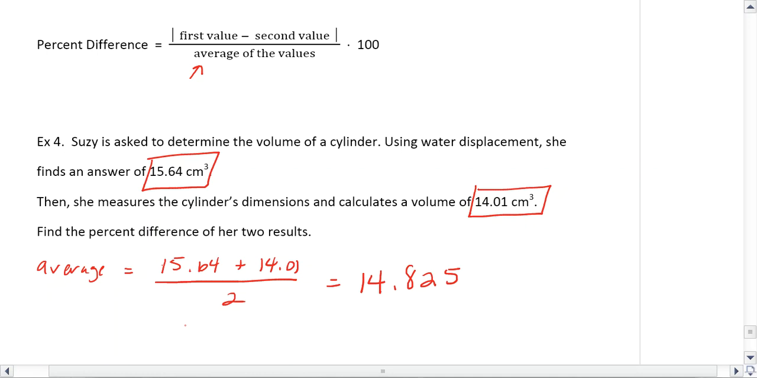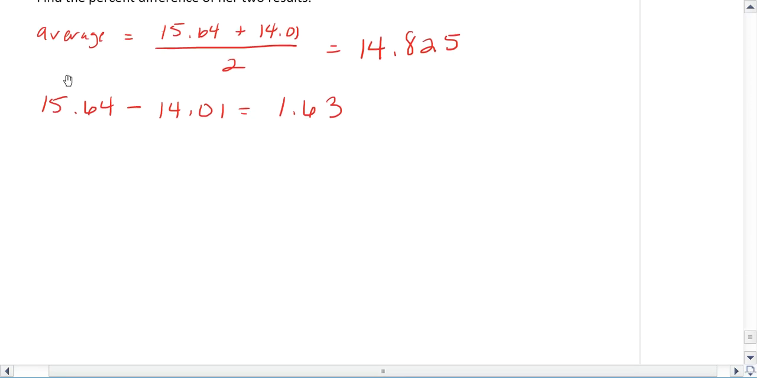So now we can use that number in our calculations. We need to do the subtracting to find the numerator that we need. So we would just punch into our calculators 15.64, and we're going to subtract 14.01, and this will give us our difference of 1.63. So now we have both numbers that we need. We have our numerator and denominator. So let's set that up. The percent difference is the difference between the two values, which is 1.63, divided by their average.